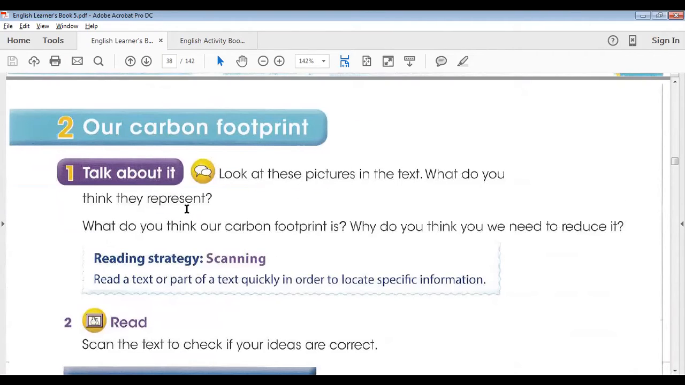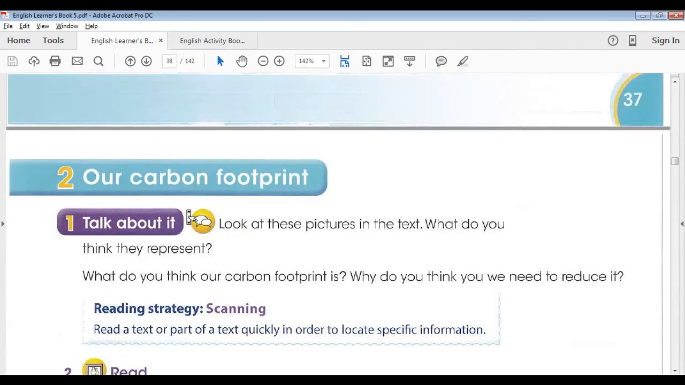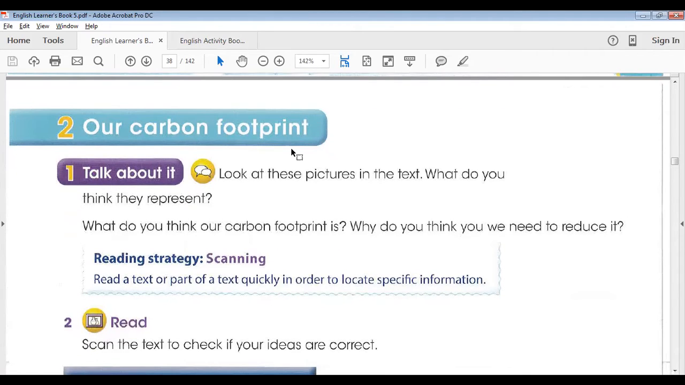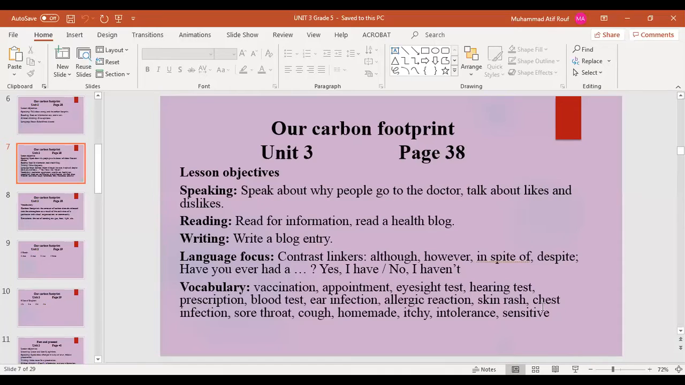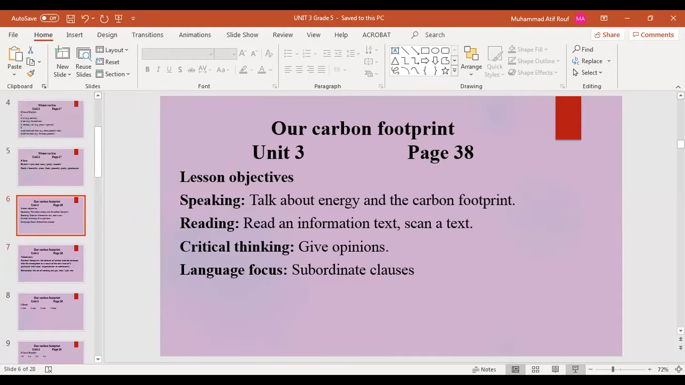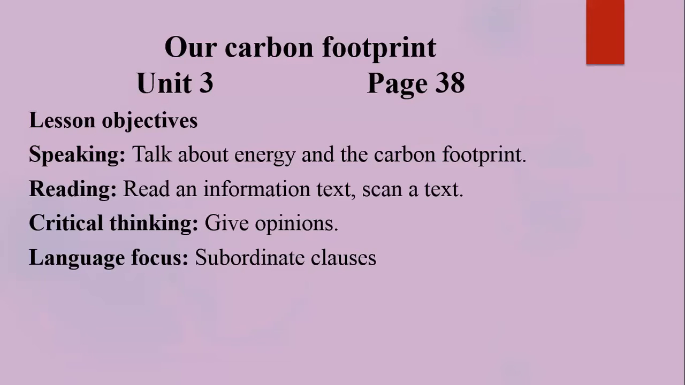Today we started unit 3 lesson 2, page number 38, and the topic of today's lesson was our carbon footprint. I am going to include the lesson objectives of today's lesson. These are the lesson objectives on your screen right now.